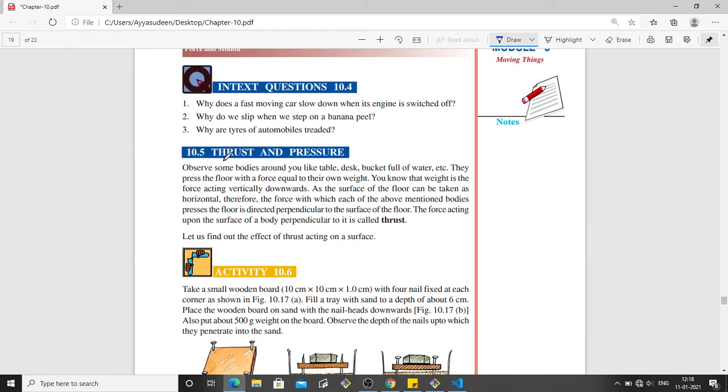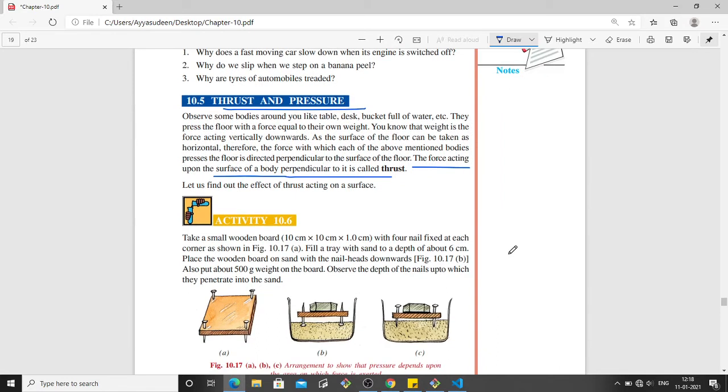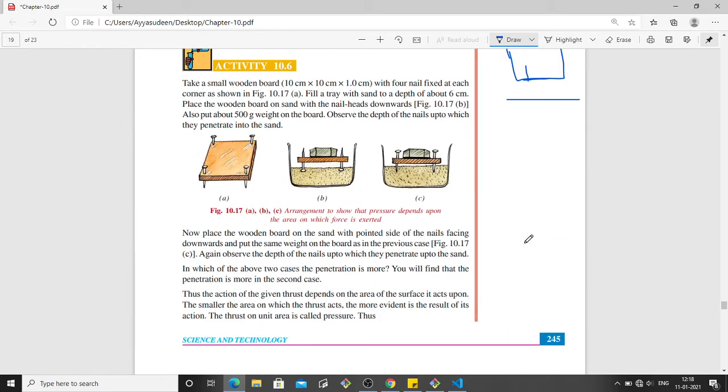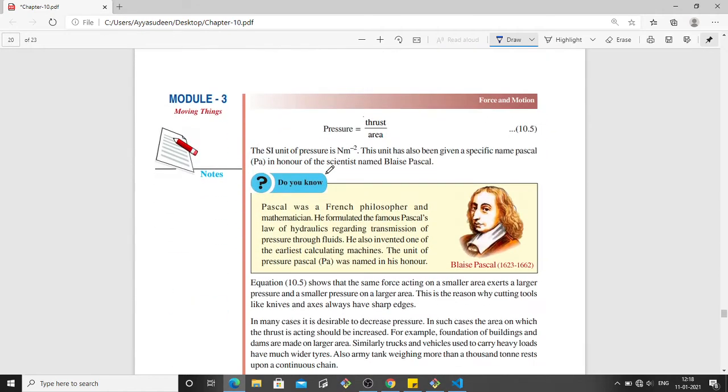And the next topic is thrust and pressure. The force acting upon the surface of a body, perpendicular to it, is called thrust. For example, let's say there is an object. The force acting upon the surface of a body perpendicular to it is what is called thrust. That you have to remember. They have given an activity, you can read about it.